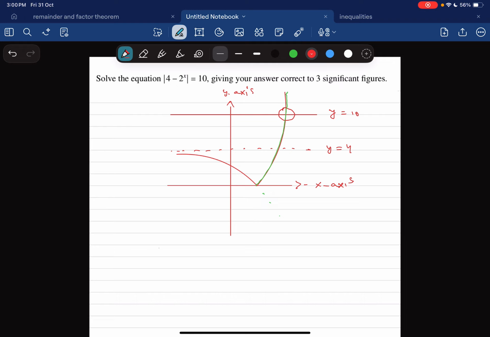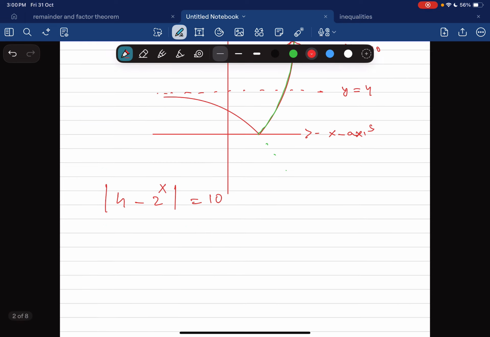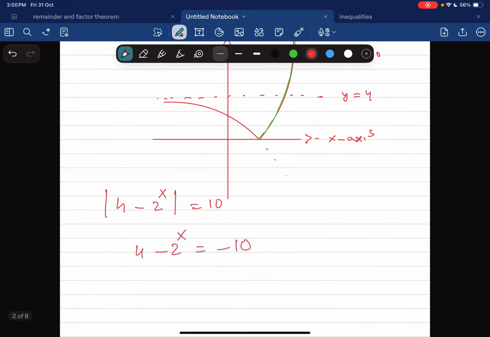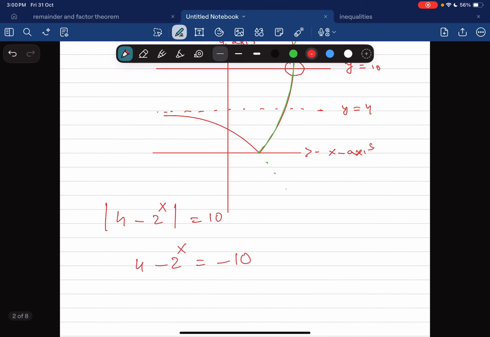I will start this. Absolute value of 4 minus 2^x is equal to 10. In this case, we take only minus 10. Why minus 10? Because the reflected part is intersecting with y = 10. The plus 10 we cannot solve, I will explain after this. So 2^x is 14.